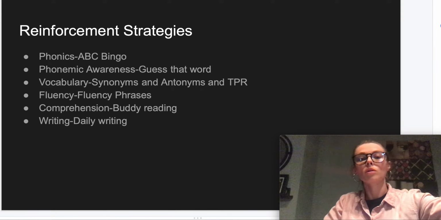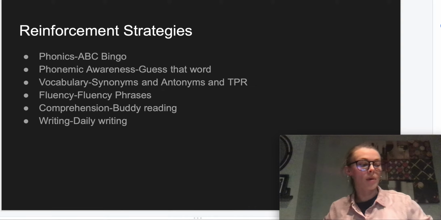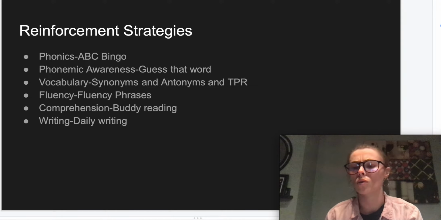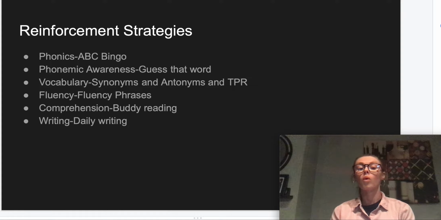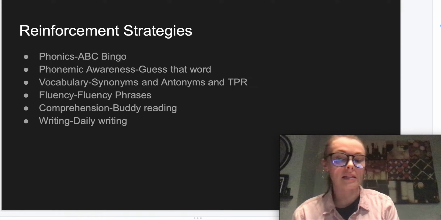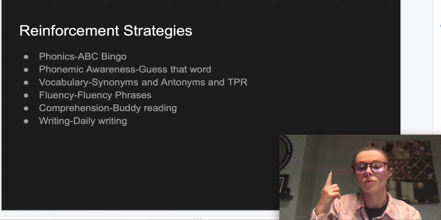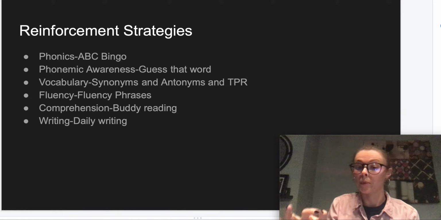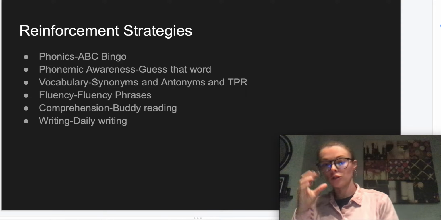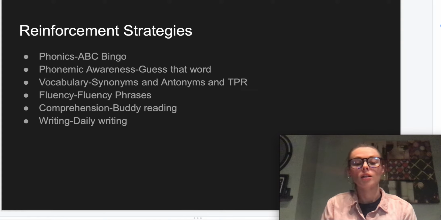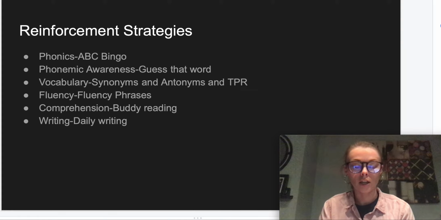All right, so now we'll go ahead and discuss some reinforcement strategies. So first up, we're gonna start with phonics. So let's say you have a kiddo who's really struggling with phonics. One activity you could use with them is ABC bingo, and it would work just like regular bingo, but instead you would be using letter names for uppercase and then lowercase, and then eventually you could move into using letter sounds.